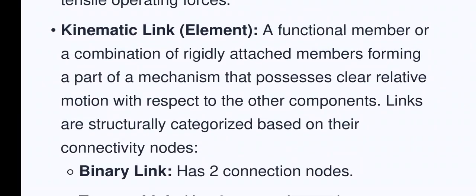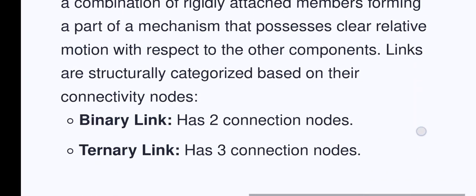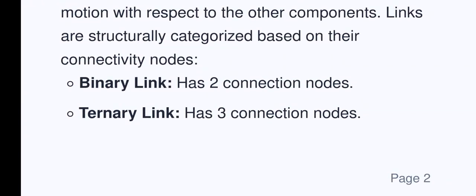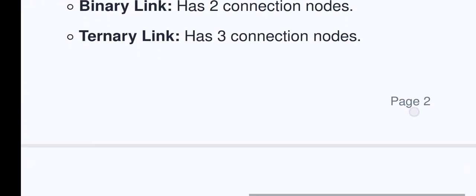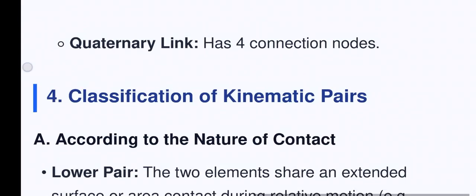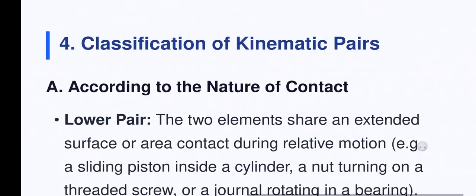Kinematic link or element: a functional member, or a combination of rigidly attached members, forming a part of a mechanism that possesses clear relative motion with respect to the other components. Links are structurally categorized based on their connective nodes. A binary link has two connection nodes, a ternary link has three connection nodes, and a quaternary link has four connection nodes.